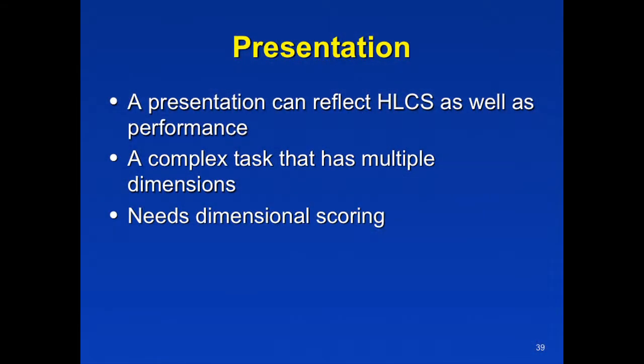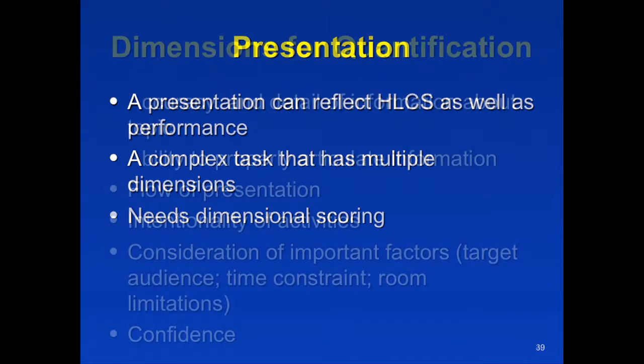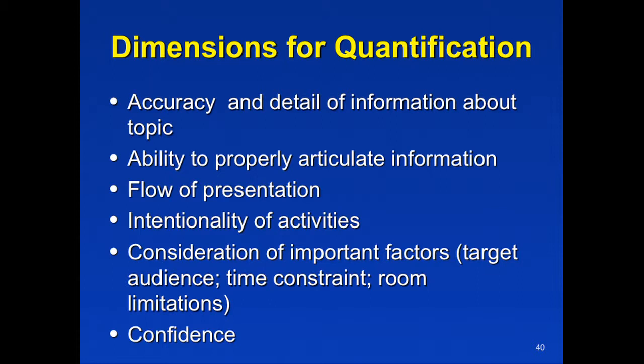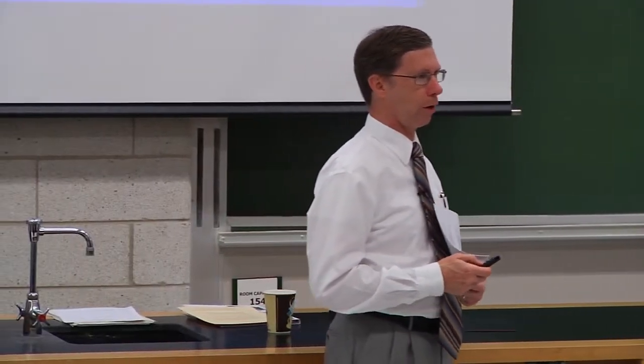Another kind of task would be a presentation. Again, another very complex, very sophisticated performance that has multiple dimensions that might need a more sophisticated scoring rubric. So in this case, you might have a variety of dimensions that you want to judge a presentation on. Could be how accurate the information was, how articulate it was, how well the presentation flowed, a variety of very different dimensions. Some dimensions may be strong, some dimensions may be weak. But you could assess this performance on the basis of all of those.